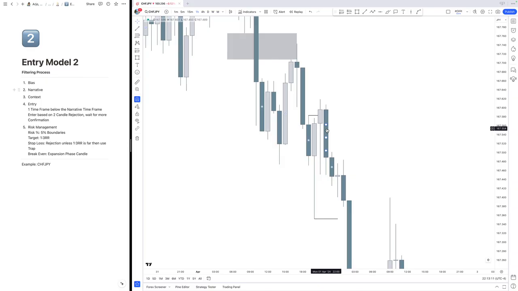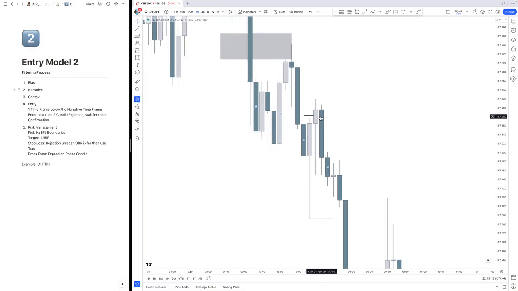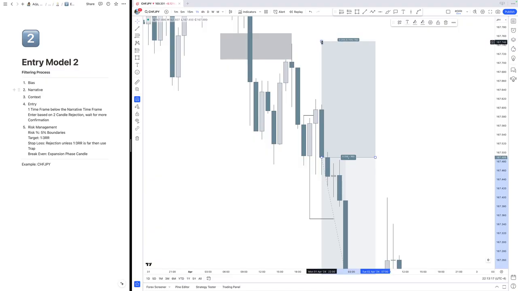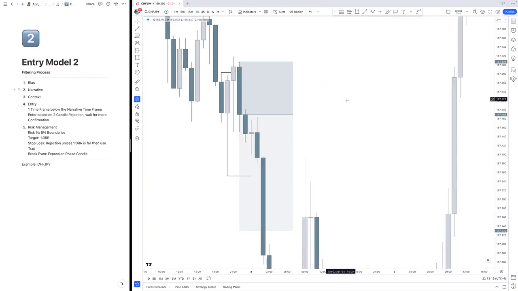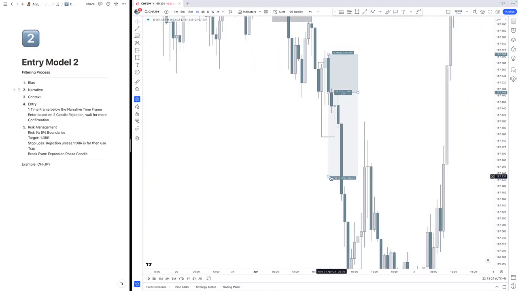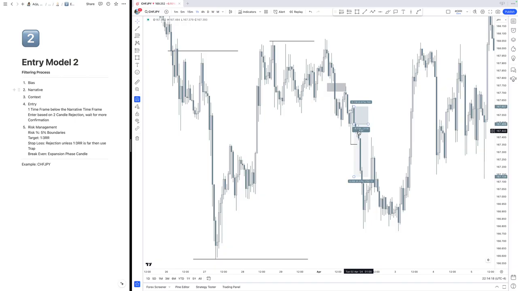Now right here, eventually when we continue lower, we see this candle rejection right there, which we can enter off of. So right here, if we want to continue lower, then we can target 1 to 3 RR. And overall, again, it's the same thought process with different rules as well that we had. Now this entry right here is actually entry model 1, but it's on the lower time frame right there.